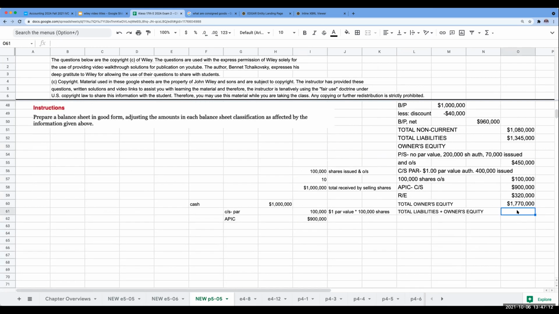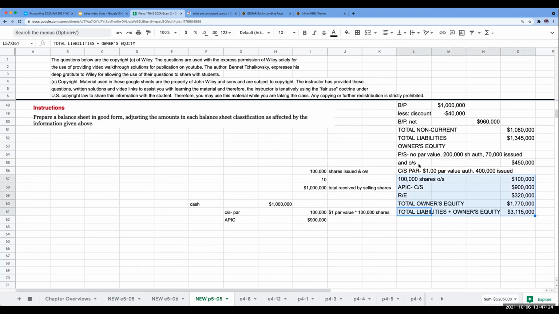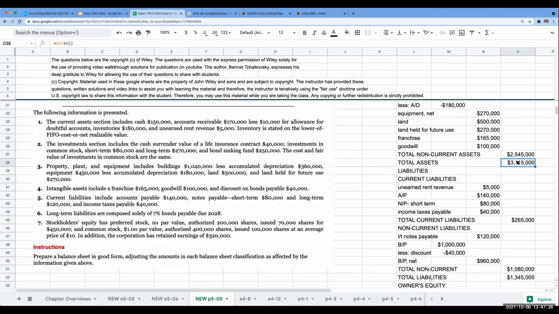But now let's look at the big question. Do our liabilities and owner's equity, what do those total up to? I get 3,115,000. Okay, I think I'm supposed to say like four Hail Marys. There we go, and it balanced.